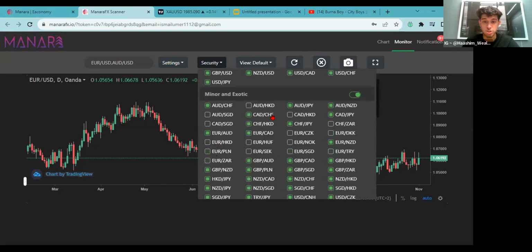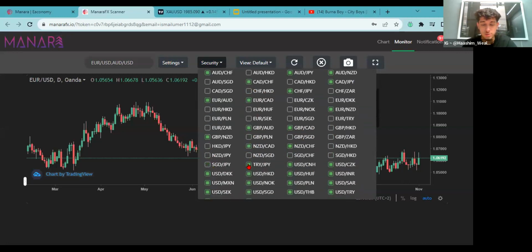Just make sure you take a picture of this while I'm going through this, okay? Make sure you take a picture as well, just so that you guys remember, and you can do that whenever you want in your own time. Gonna get rid of these, HKD JPY, we don't even know what that is. NZD HKD, and I'll tell you why.